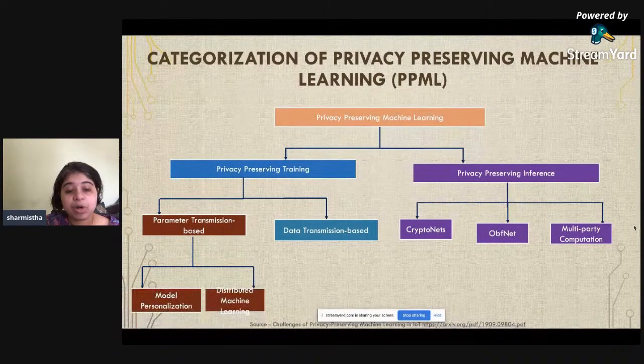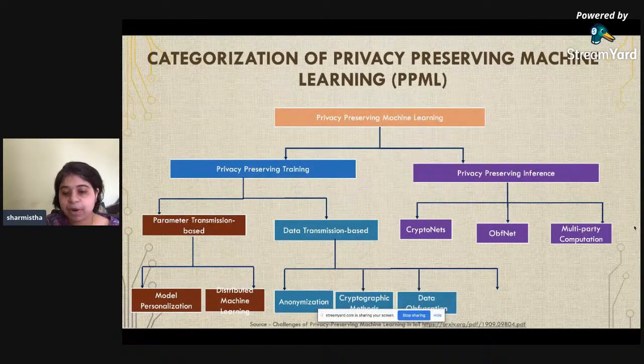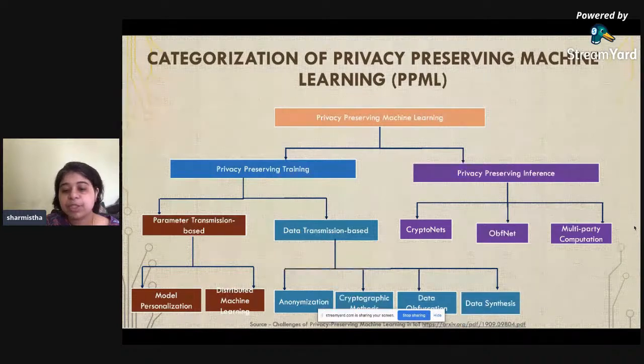And then within parameter, we have model personalization, which is very important, because think of recommender systems. There, personalization has to be done, because I cannot add noise just like that to every system. We want to have separate categories or segments of users. So there, we may prefer to define our own noise function. Then we have distributed machine learning. And then for data transmission, we have anonymization, which I talked about. Cryptography means data obfuscation. No, this may not be cryptographic, it can be some simple obfuscation, or you define your own function. Or data synthesis means you're combining data from multiple sources and anonymizing them, like with ObfNet or multi-party communication.